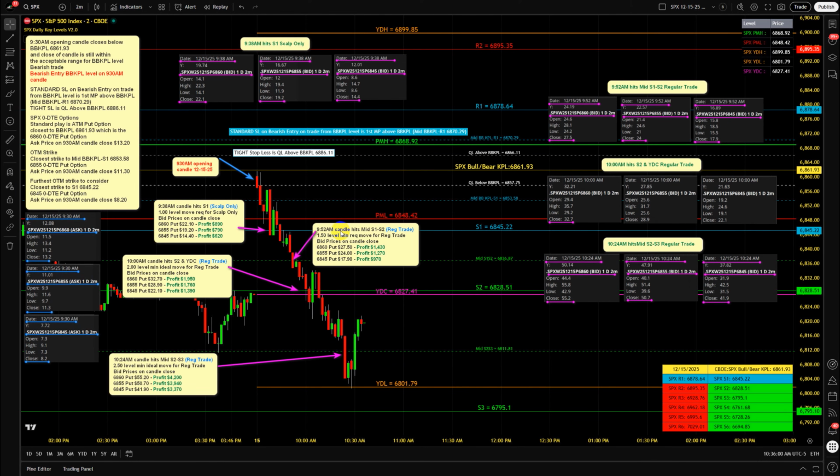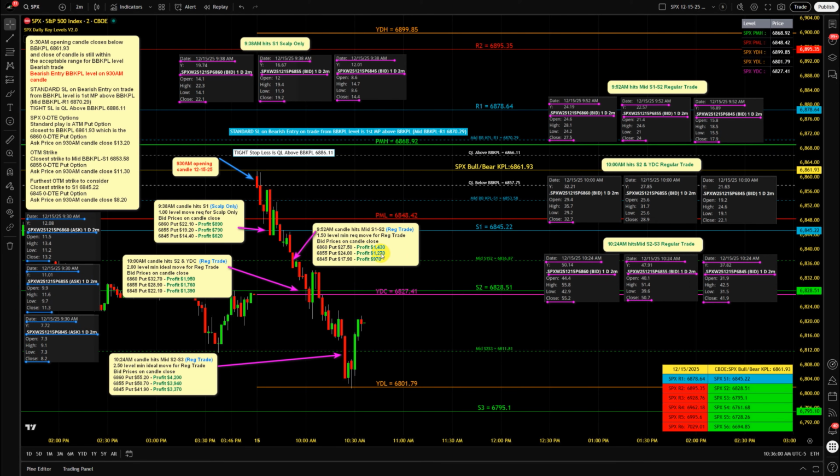So at 9:52 a.m. the candle hits the mid S1, S2. That's a 1.5 level minimum required move for a regular trade. And here are the bid prices on the candle close. The 68.60 is 27.50 bid on the candle close. The 68.55 is $24 bid on the candle close, and the 68.45 is $17.90 on the candle close.